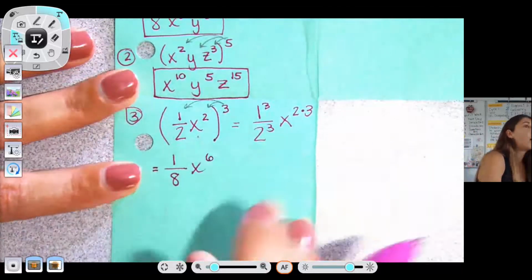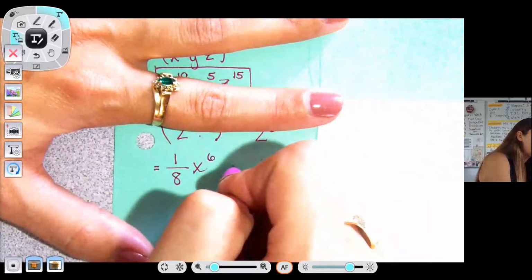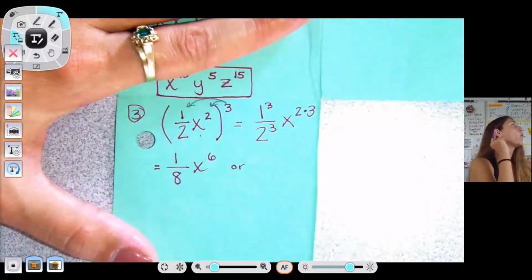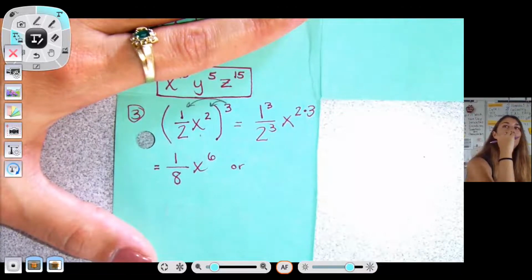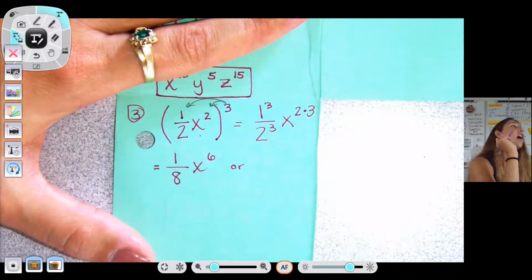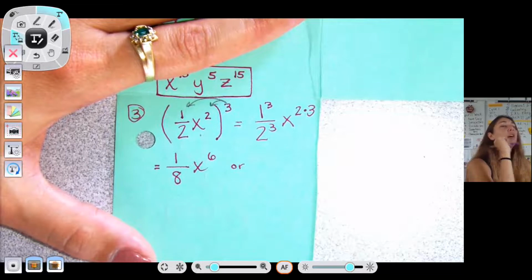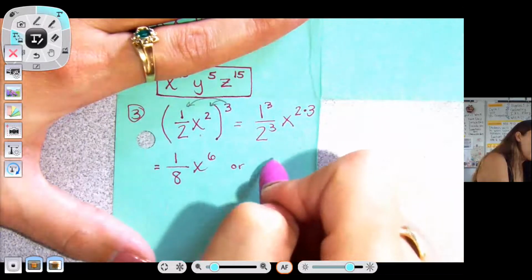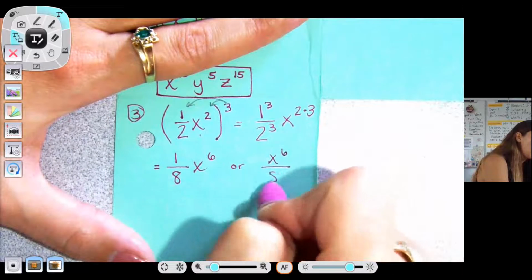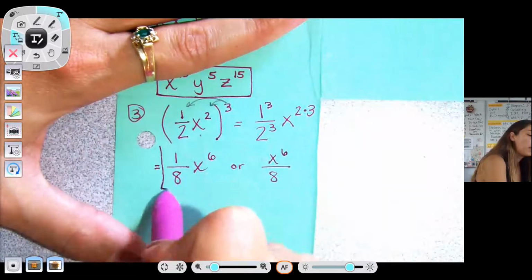Now there is technically another way you could write this same exact answer. Does anybody know another way I could say 1/8, not as a fraction or not as a decimal? Is it just 16? Not as a decimal. Keeping a fraction, there's somewhere else that X to the 6th power could possibly go. On the fraction? On the fraction with which number? The 1. So really you could say X to the 6th divided by 8. Either one of these is fine, it doesn't matter.